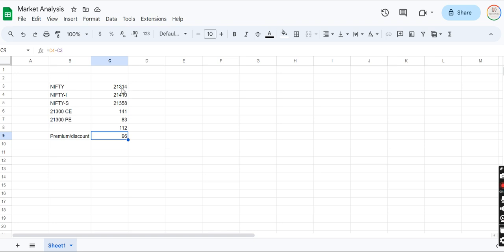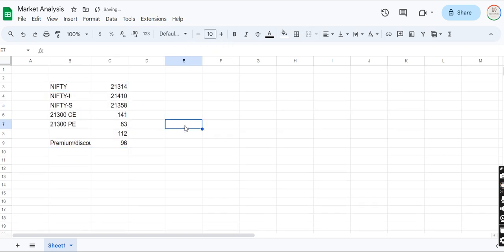So we have Nifty spot price at 21,314. Probably it would have been a 5 or 10 minute delay. Don't worry about the real time part, just try to understand the concept. And this we have Nifty future, which is at around 21,410. So let's increase the font size. And then there is something called Nifty S. We'll come to that in a bit.